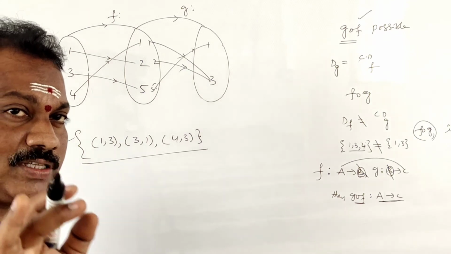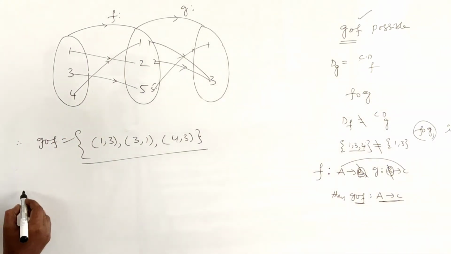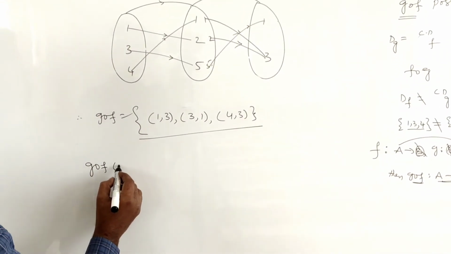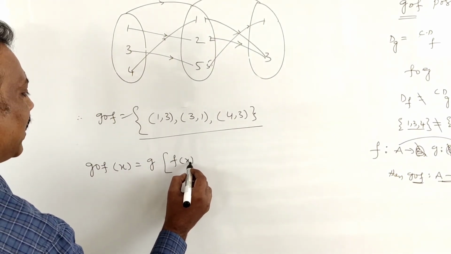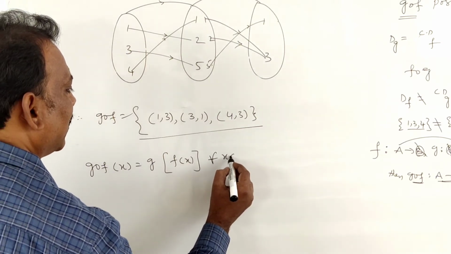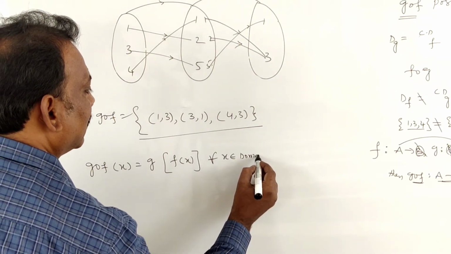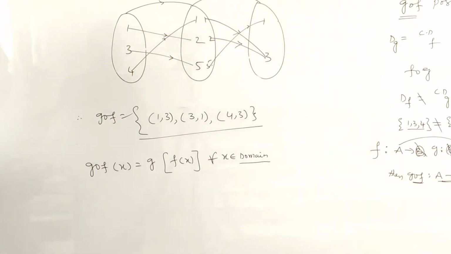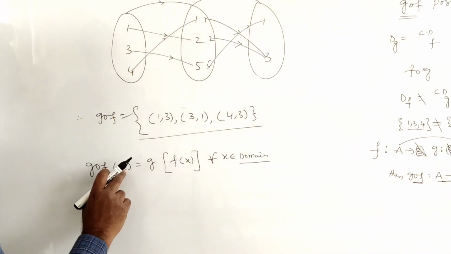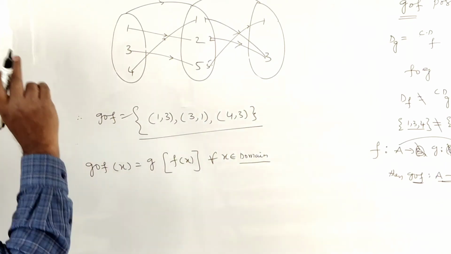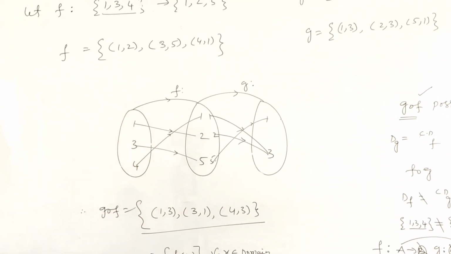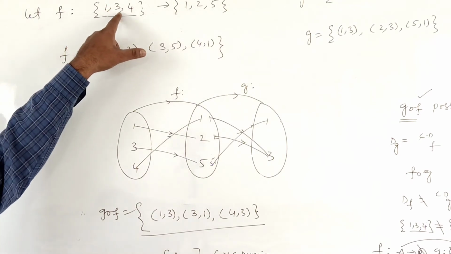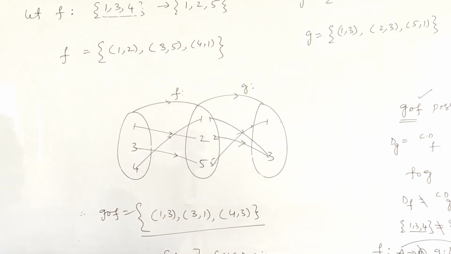Now we will also use the formula. You know very well the G circle F formula: G circle F of x is equal to G of F of x for all x belonging to the domain. This is important. So what is your doubt here? What values do we have to take for x? We have to take x values in the F function domain. What is the F function domain? 1, 3, 4. So we have to take inputs 1, 3, 4.